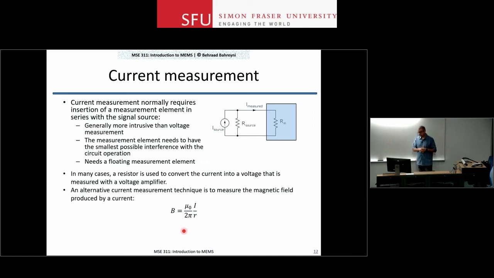And therefore, if you're dealing with small currents, this measurement method doesn't really work very well. Nonetheless, there are sensors out there, especially in power applications when you're talking about amps and kiloamps, where a sensor like this can actually be just fine.